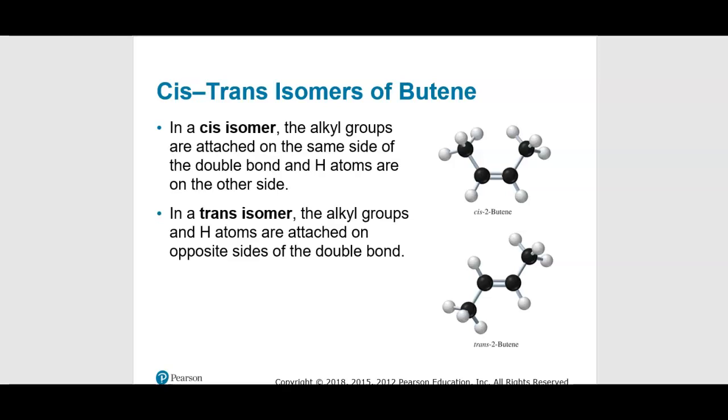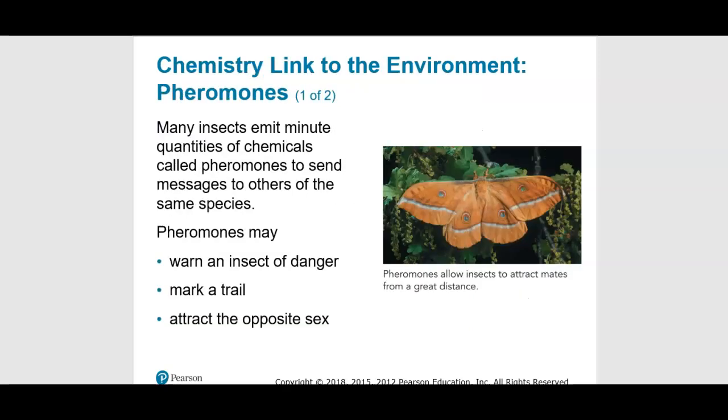But when you get to 2-butene, now you have a hydrogen and a methyl group on each carbon, so you're going to have the possibility of cis-trans isomerism there. And just as I said before, in the cis isomer, the two methyl groups are on the same side of the double bond, and in the trans isomer, the alkyl groups are on opposite sides of the double bond. So there's those.